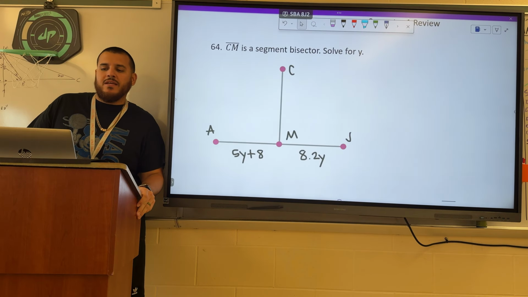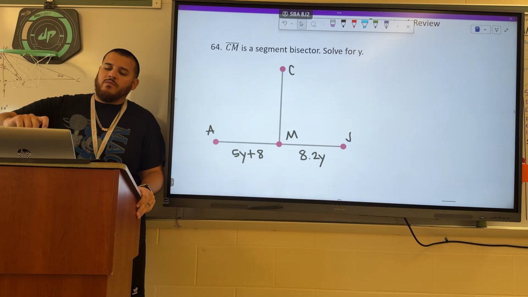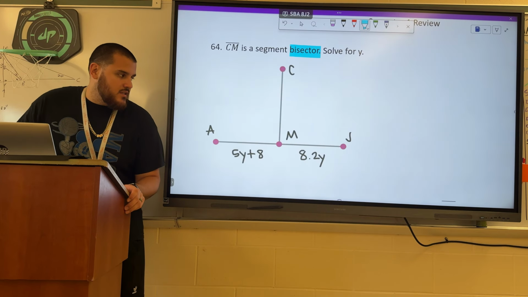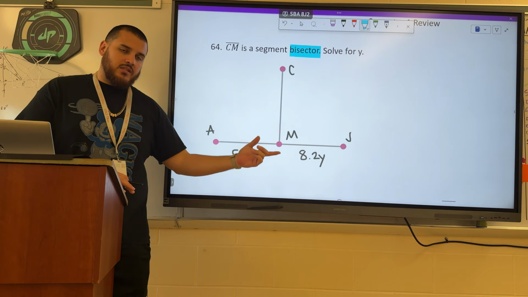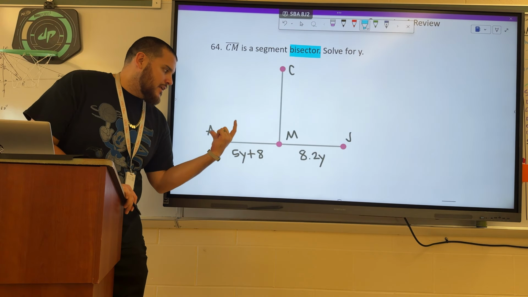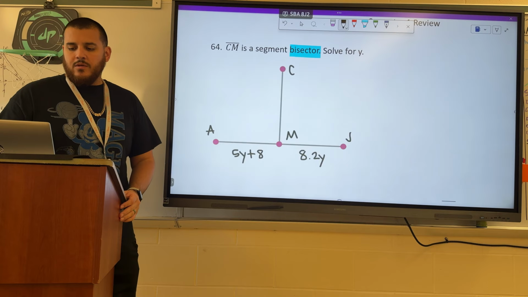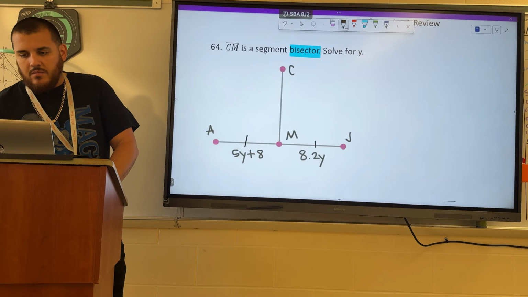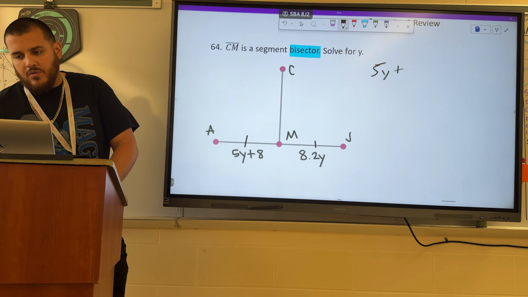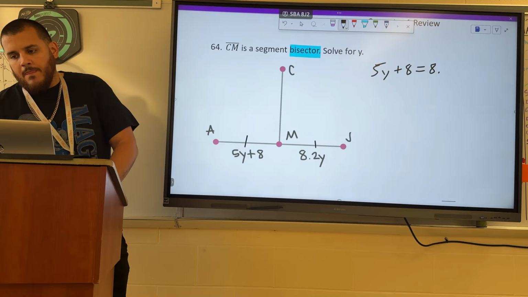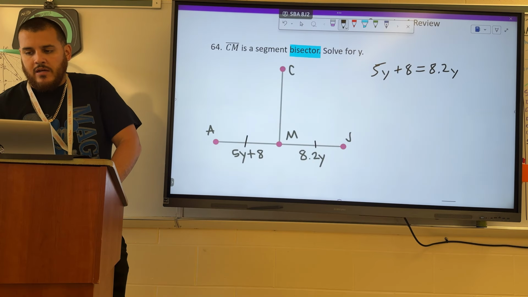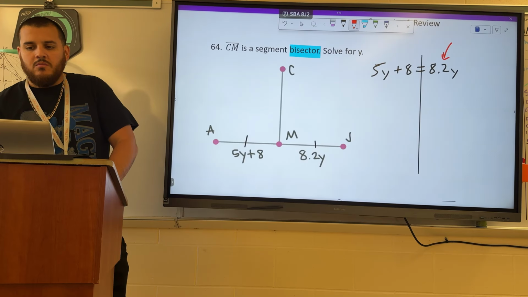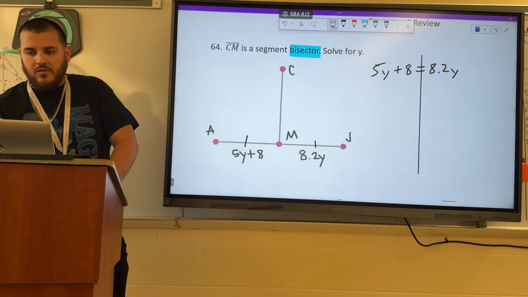Before we're told CM is a segment bisector, we have to solve for y. Remember, to bisect something means to cut it in half. So that means M here would have to be the midpoint of AJ, splitting this in half, meaning this half AM would have to be congruent to this half MJ. So these 2 expressions here can be set equal to each other. 5y plus 8 must equal 8.2y, and we can do algebra from here to solve. You may not be used to having decimals as coefficients, but it's fine, it can happen, and we can solve for it regardless.